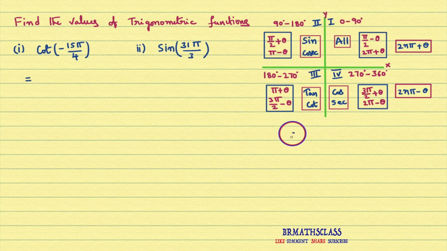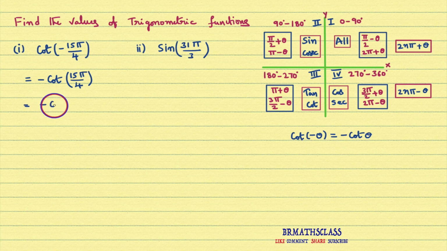In trigonometry, we learn this formula: cot of minus theta is minus cot theta. So here it looks like the cot of minus theta form only. So this can be written as minus cot 15 pi by 4. Many students find it difficult to split this 15 pi by 4. I am going to tell you a very easy method to split this 15 pi by 4.